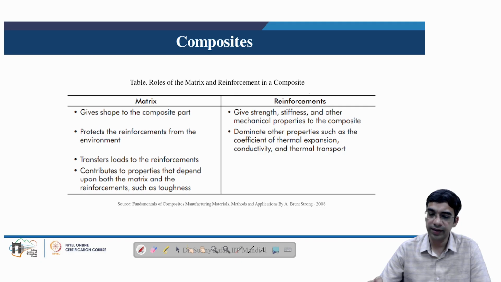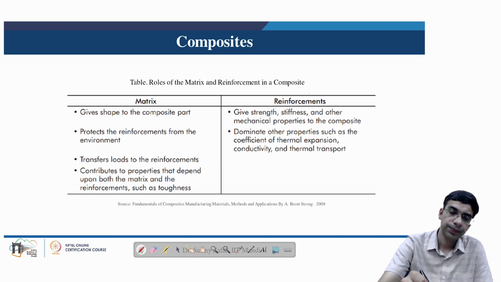the roles of both matrix and reinforcement are divided, and it is the interface between the matrix and reinforcement, the continuity of the interface, that decides the final properties of the composite. Because if there is a discontinuity in the interface, then effective load transfer from the matrix to the reinforcement will not take place, and perhaps the composite by itself may fail at an earlier stage.